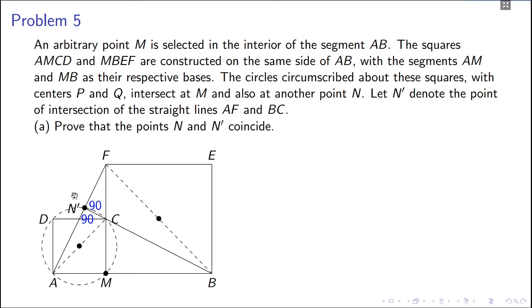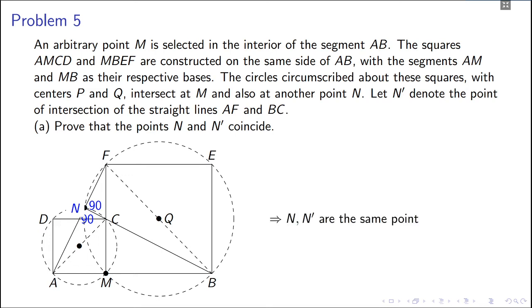Similarly, we join this, so this angle is 90 degrees, this angle is 90 degrees here. So if I draw a circle with FB as diameter, it will pass through this, it will pass through this, it will also pass through E, so it will look like this. So this point N prime lies on this circle and it lies on this circle also. So N prime is the same as the intersection point of the two circles, so N prime is the same as N. Okay, so you see this, so that's what we have proved.